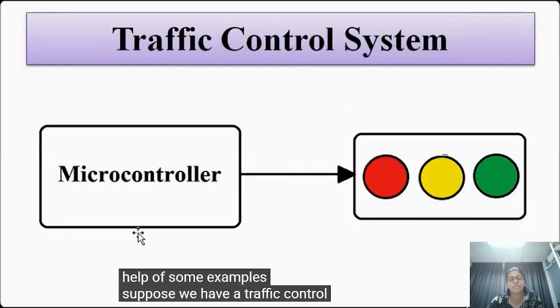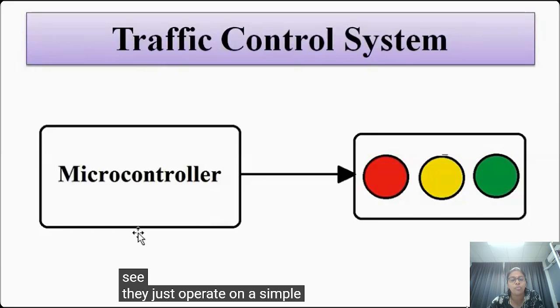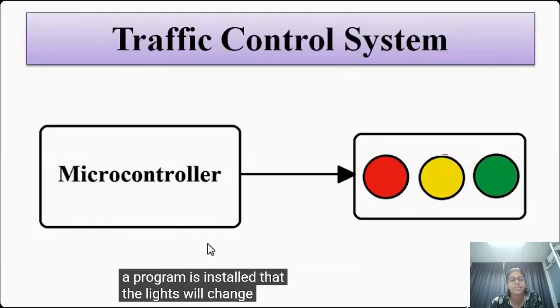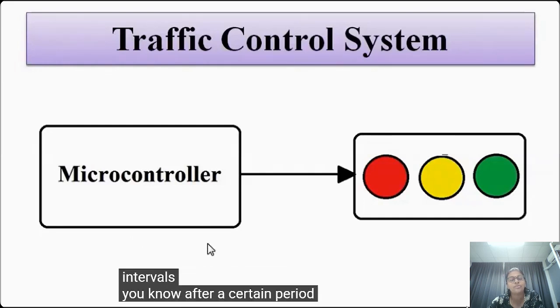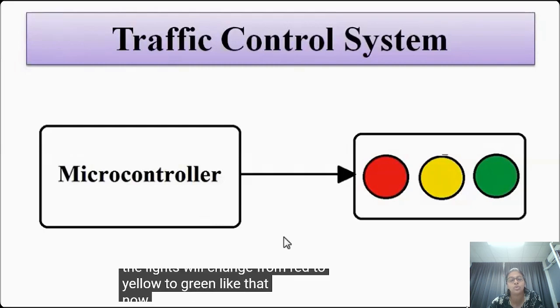Suppose we have a traffic control. Most of the traffic lights that we see operate on a simple algorithm. A program is installed so that the lights will change at regular intervals. After a certain period of time, the lights will change from red, yellow to green, like that.